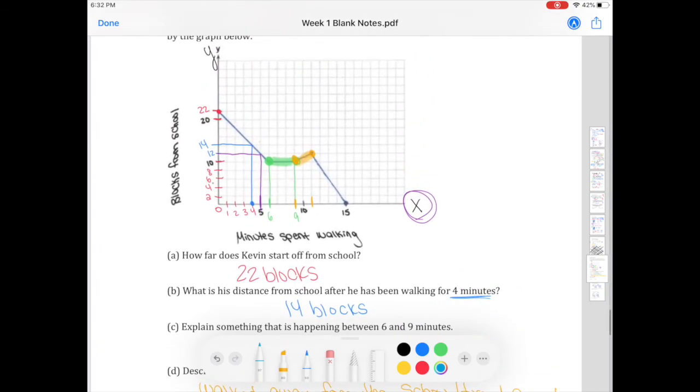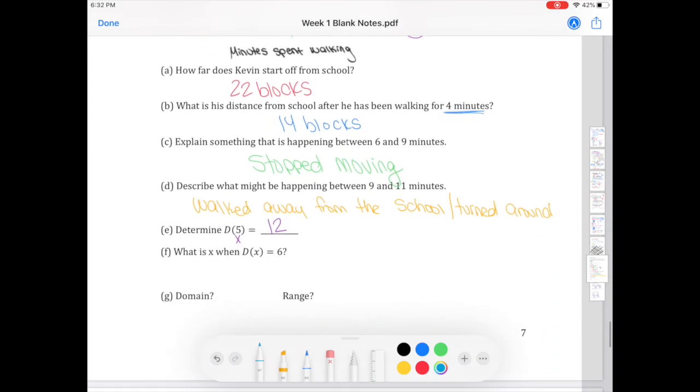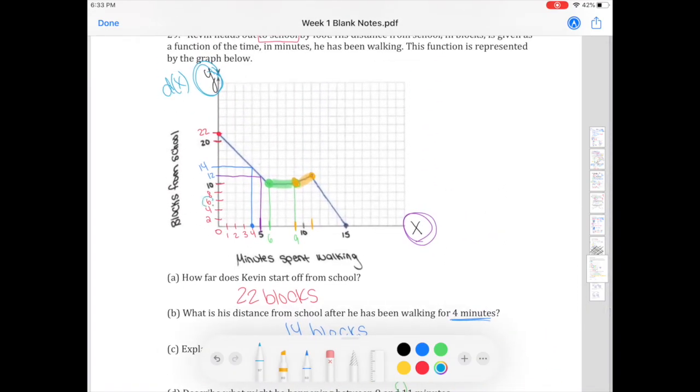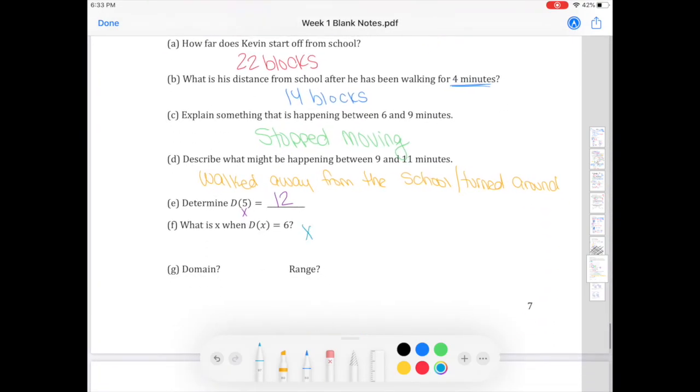And then the next one's a little bit tougher. Okay, but what is x when d of x is 6? So d of x is his distance, which means I have to look at my y-axis. That's my d of x, and it's asking when it's 6. So 6 is right here. So I follow that all the way over to the graph, and now I need to find the x value that matches that, which is right here. And that's going to be 13 minutes. So your x value is 13 minutes.